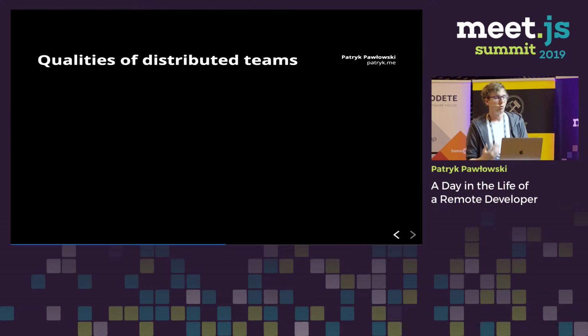So there are some qualities of a distributed team that you can look for, and that I think make the distributed team a good team. First one is trust over control. I think that's the most important thing, because you need to trust your employees and trust people that you work with, that they will do their work. It's really important when you work remotely, because you don't see those people in the office, and you might not feel that you control them. So trusting them that they will do the job is very important.